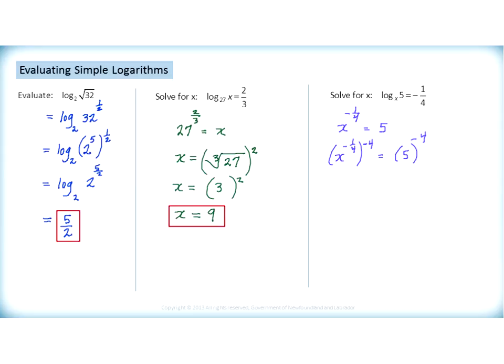On the left-hand side, we have a power of a power, so we can multiply our exponents. Negative 1/4 times negative 4 is positive 1. So we have x is equal to 5 raised to the power of negative 4. Using our rules for exponents, that's equivalent to 1 over 5 to the positive 4. So x is equal to 1 over 5 raised to the power of 4, which is 1/625. So that is our value for x in this example.